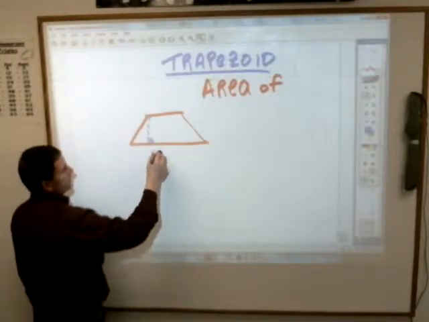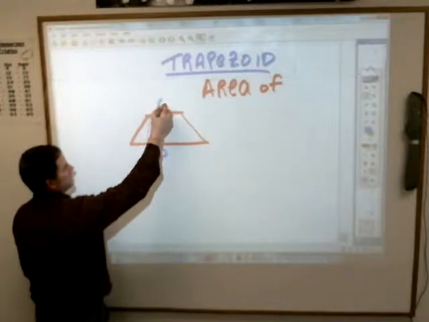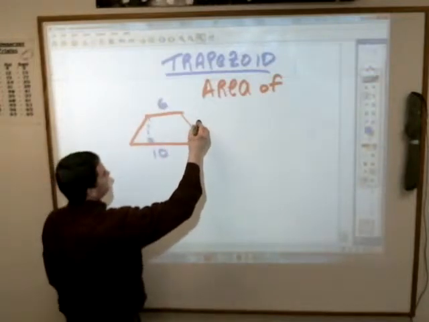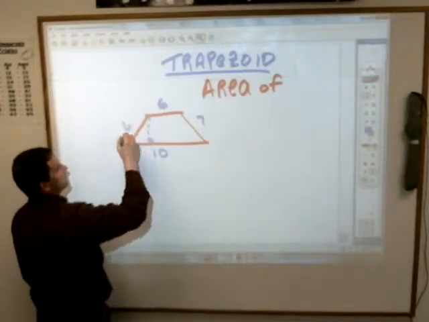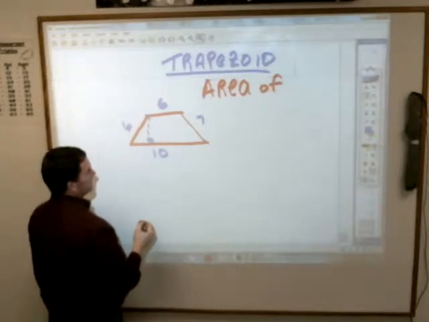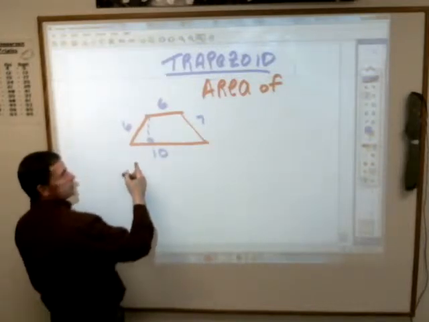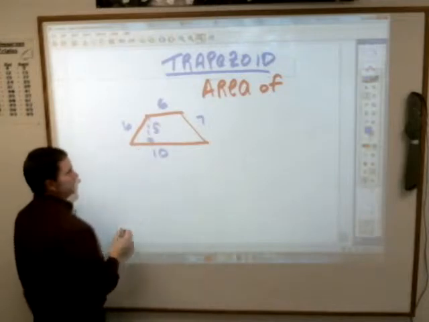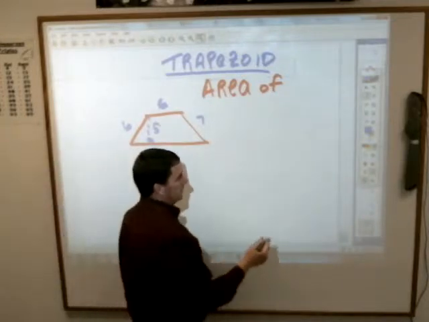Let's say this is 10, and this is 6, and this is 7, and this is 6, and this is 5. Draw that little trapezoid on the paper there.